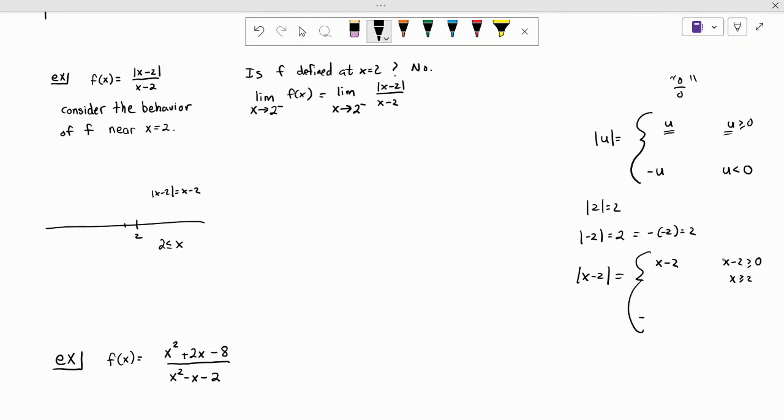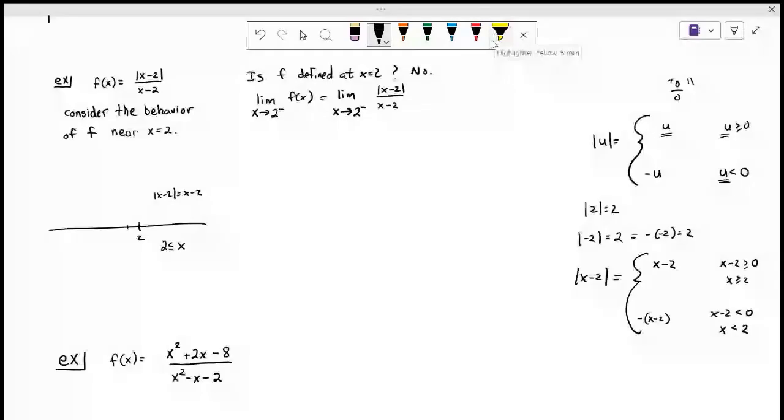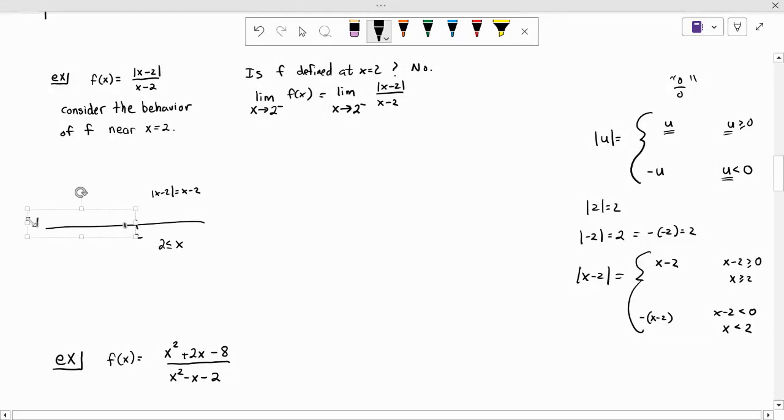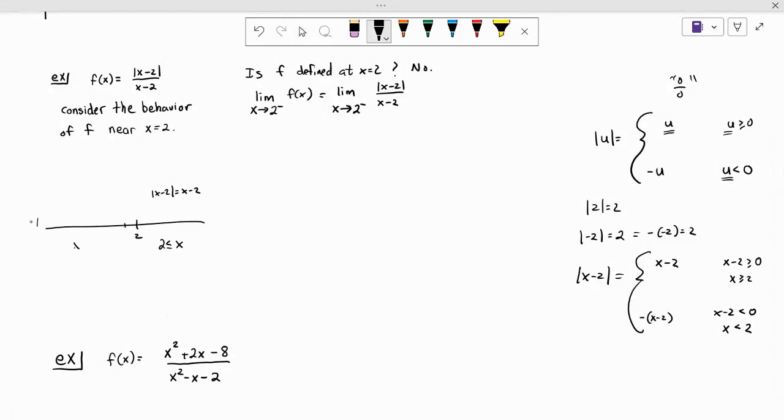And the absolute value of x minus 2 then would be the negative of x minus 2 in the case where the thing inside the absolute value is negative, less than 0. Another way of saying that is that x is less than 2. So for the case where x is to the left of 2, x is smaller than 2, the absolute value of x minus 2 is just the negative of x minus 2. So it's a concept you'll definitely be seeing.